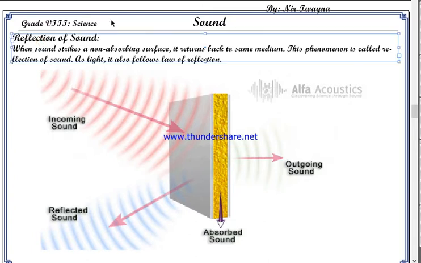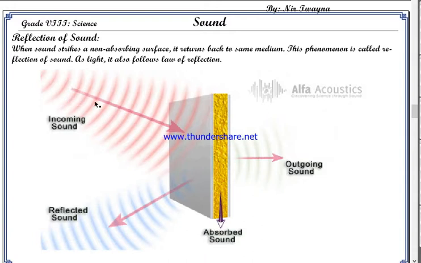You know what reflection is, right? Reflection means to bounce back. It is the same as when you throw a ball toward a wall. What happens when the ball hits the wall? Will it just simply attach to the wall? No. Will it simply drop? No. It will bounce back. That is reflection.